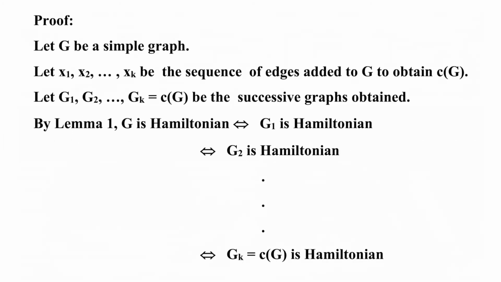The proof: let G be a simple graph, let x1, x2, and so on up to xk be the sequence of edges added to G to obtain C of G. Let G1, G2, and so on up to Gk equal to C of G be the successive graphs obtained. By Lemma 1, G is Hamiltonian if and only if G1 is Hamiltonian. This in turn is Hamiltonian if and only if G2 is Hamiltonian. We go on and on until Gk is Hamiltonian, which implies that C of G is Hamiltonian.